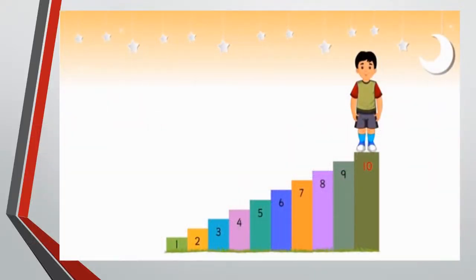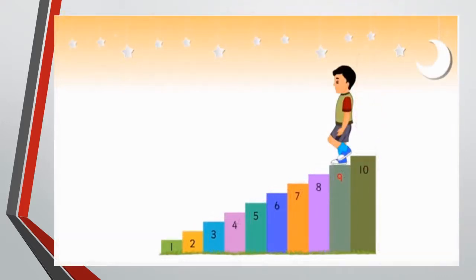Here is our friend Rahul again. He is on step number 10 and has to come down to step number 1. He comes down to step number 9, which brings him to a lower level than step number 10. Then to step number 8, 7, 6, 5, 4, 3, 2 and finally to step number 1.